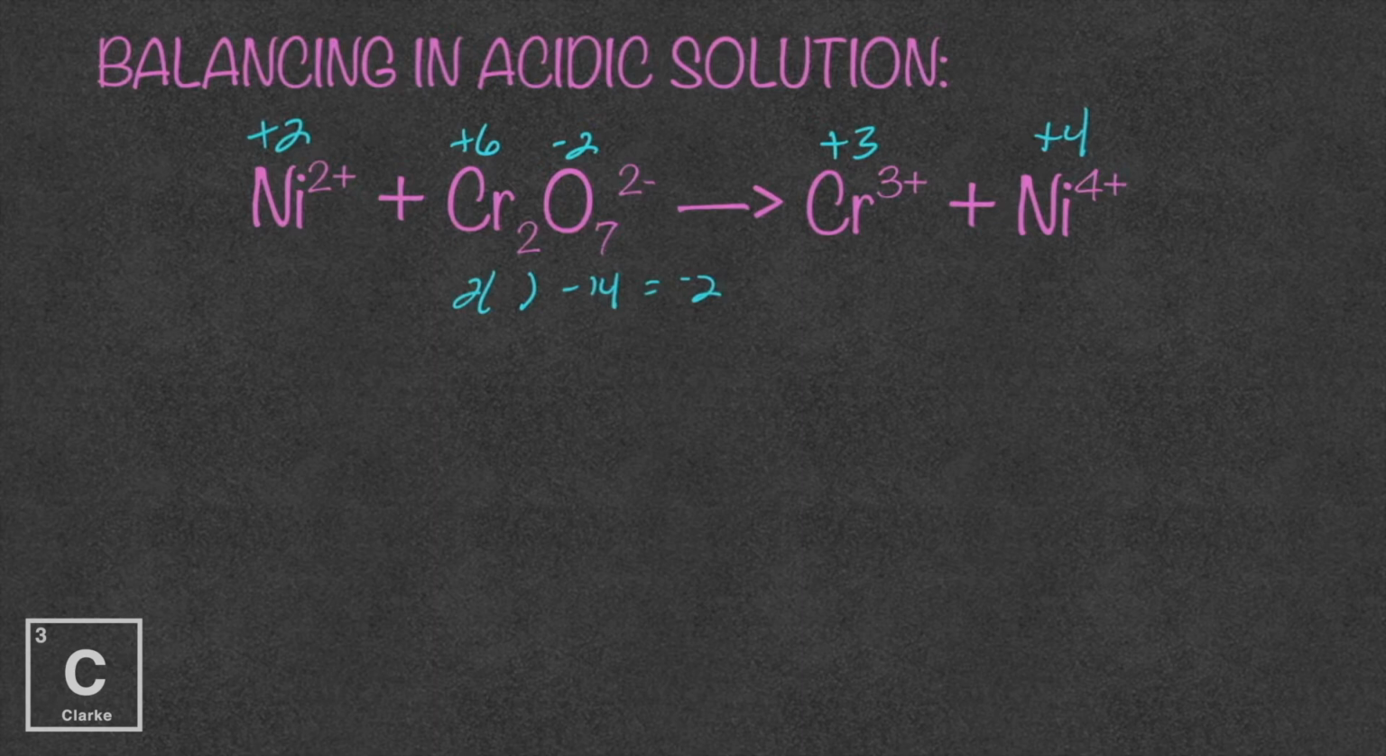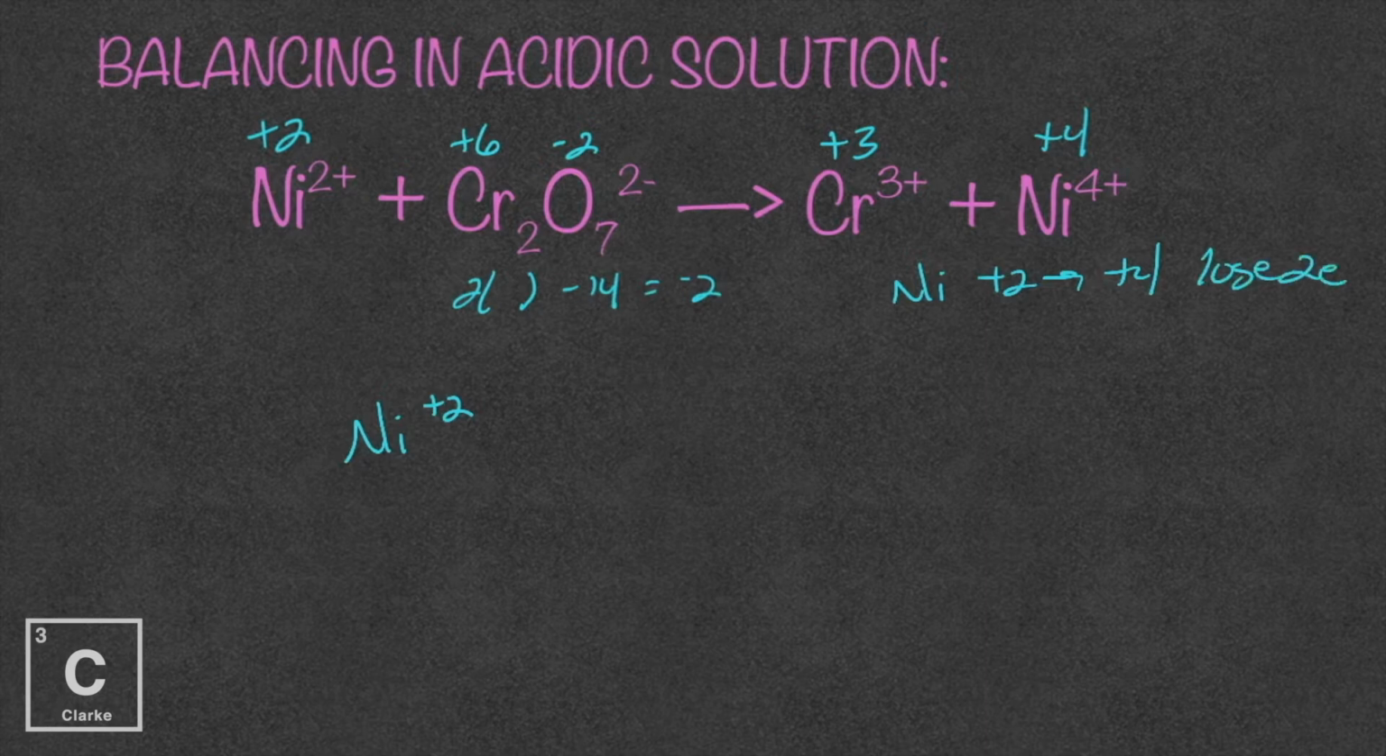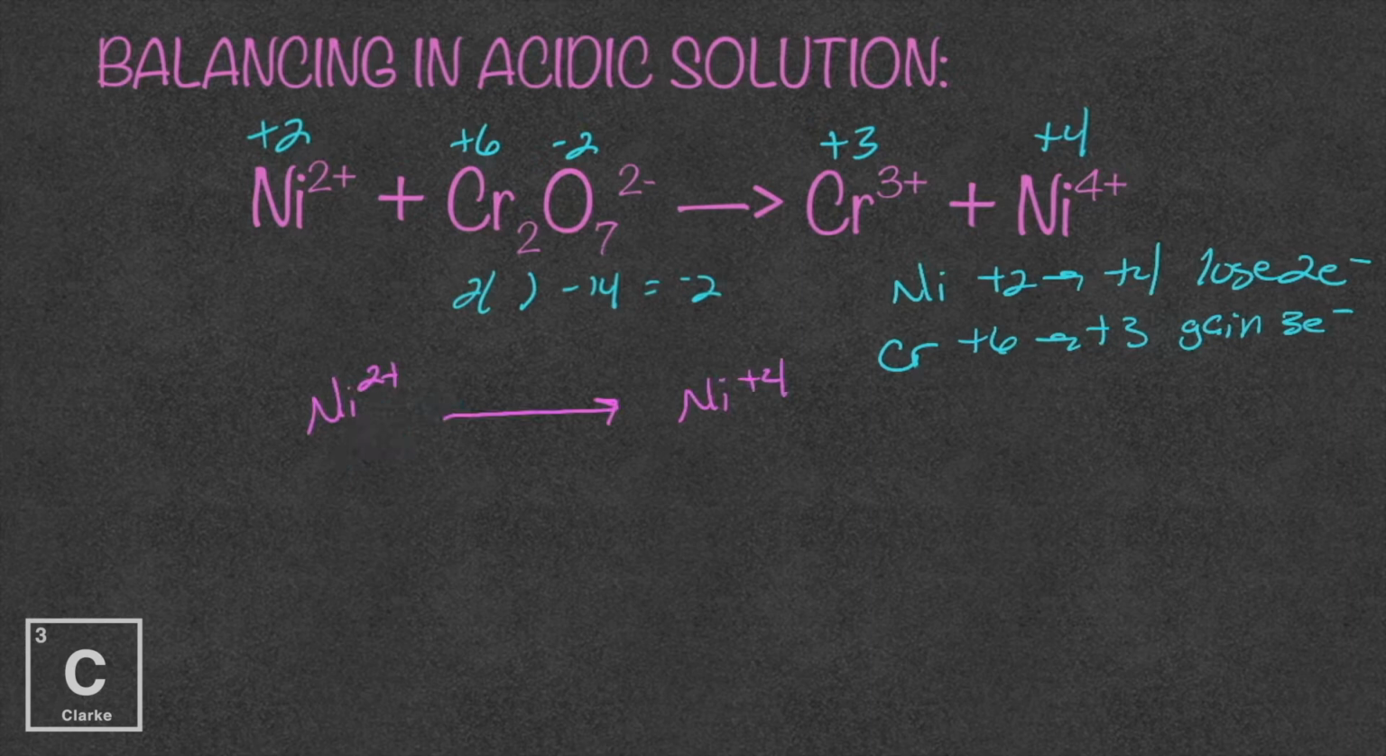Okay, so let's break this in half. Nickel is going from a +2 to a +4. So if we're looking at nickel's half reaction, going from a +2 to a +4, it's getting more positive. That means it's losing electrons. So it's lost 2 electrons. And chromium went from a +6 to a +3, meaning it's gained 3 electrons. Okay, so let's go back to nickel. We know that it lost 2 electrons, so we're going to show lost 2 electrons.